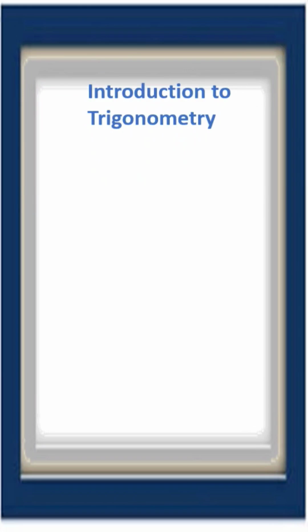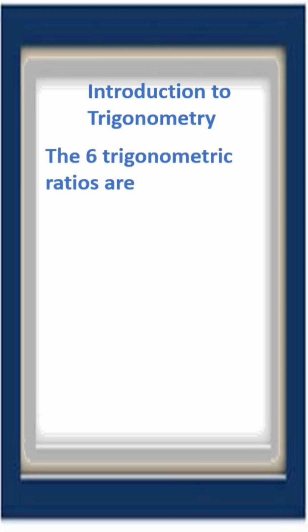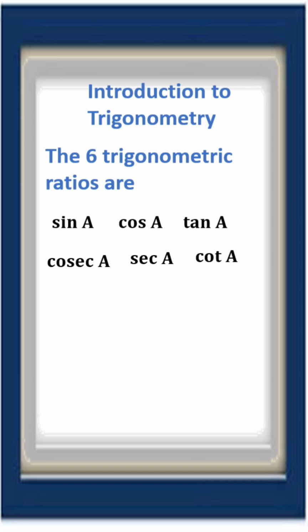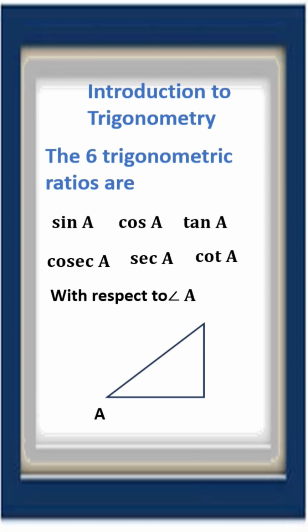In this video, let us learn about some tricks used in trigonometry. If you know these tricks, it will be easier to solve the problems on trigonometry. Okay, you know the six trigonometric ratios. What are they? Sin A, cos A, tan A, cosecant A, secant A, cot A, with respect to angle A in right angle triangle ABC, where angle B is 90 degree.